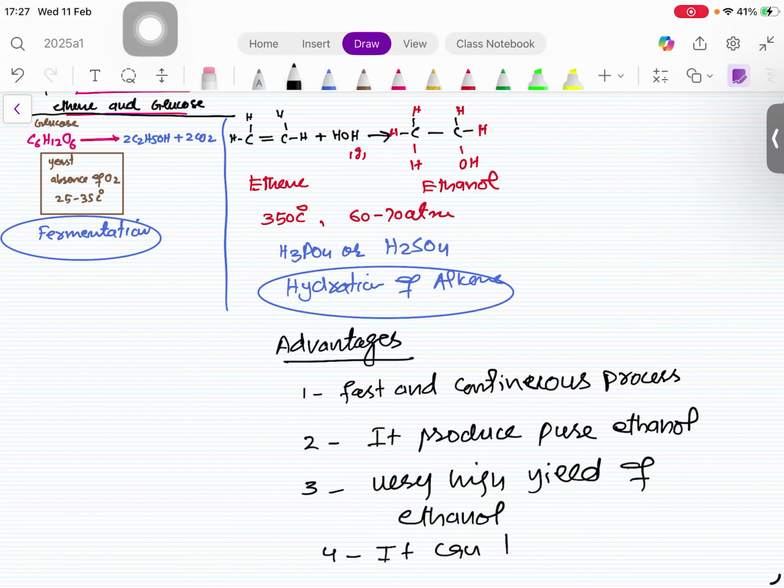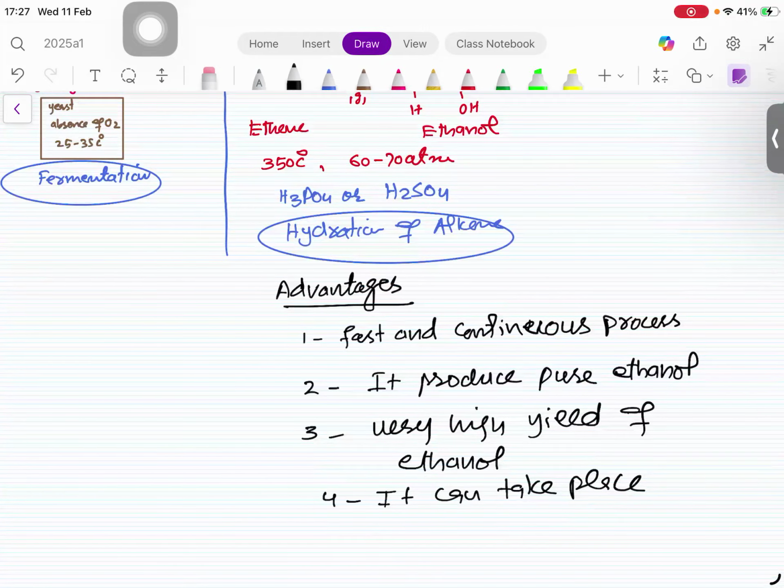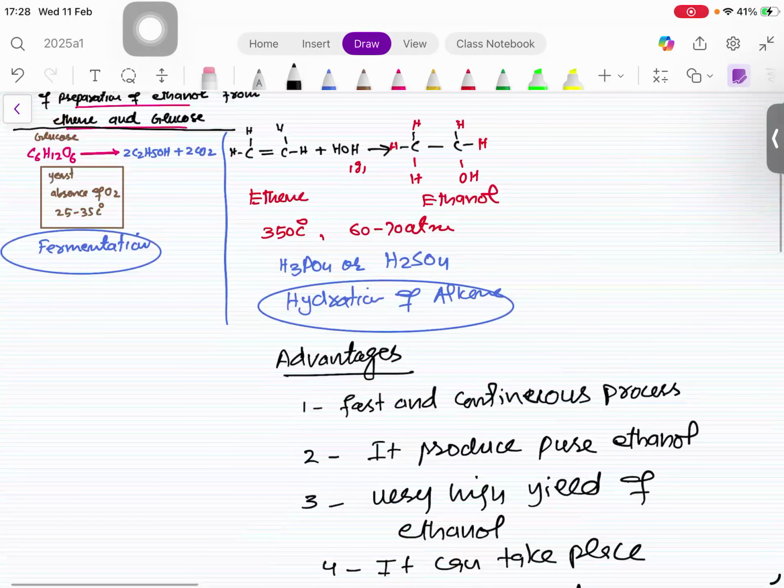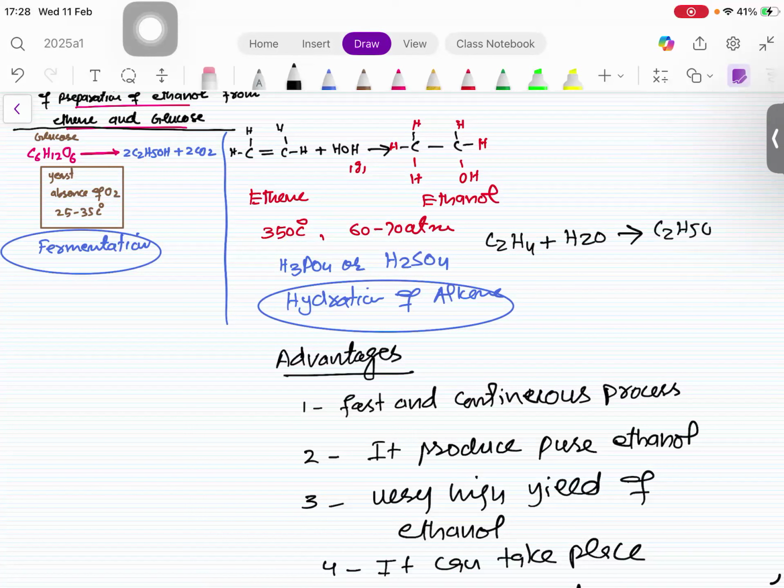It can take place 24/7, all day, 24 hours a day. It's just an industrial process. You just provide these things. It is fast, quick, and pure ethanol is formed. You see, there is no other product formed, only one product. If I write the equation in this form, C2H4 plus H2O, the only one product is C2H5OH. That's it. So there's nothing else formed in this.